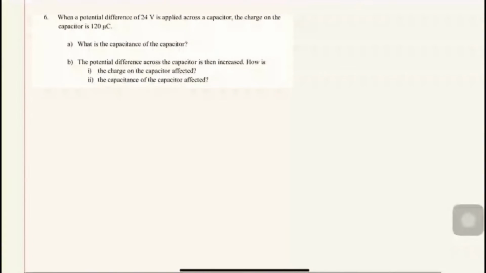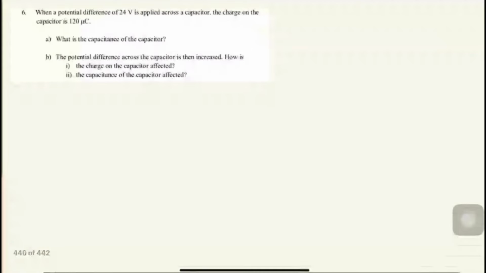Okay, if there are no questions, let's try an example. This one is a question from the tutorial book, question number 6. A potential difference of 24 volt is supplied across a capacitor. The charge on the capacitor is 120 microcoulomb. What is the capacitance of the capacitor?